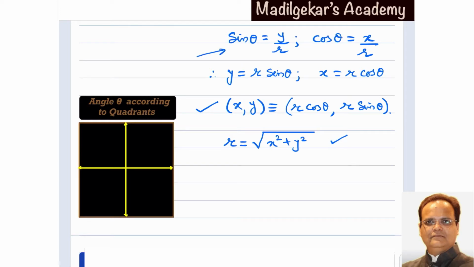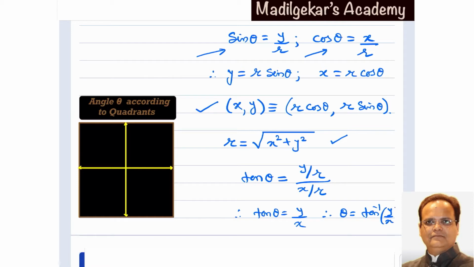Second is to find the vectorial angle theta. We had already determined sine theta and cos theta. From sine and cos, we can define tan. It is sine by cos, so y by r upon x by r. So tan theta is y by x, and therefore theta will be tan inverse y by x. But this formula you can apply only if the given point (x, y) lies in the first quadrant.